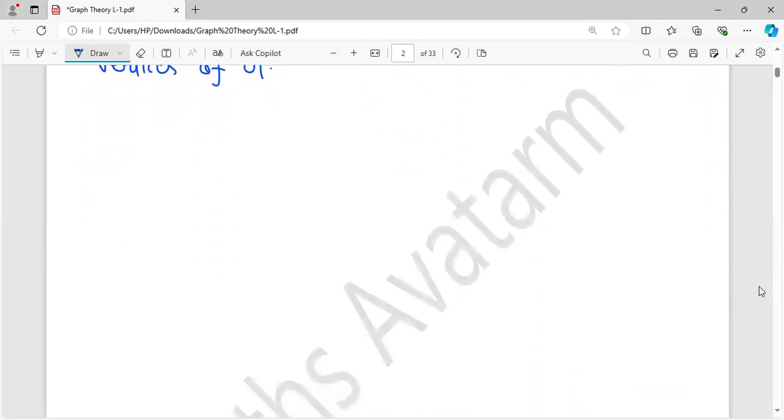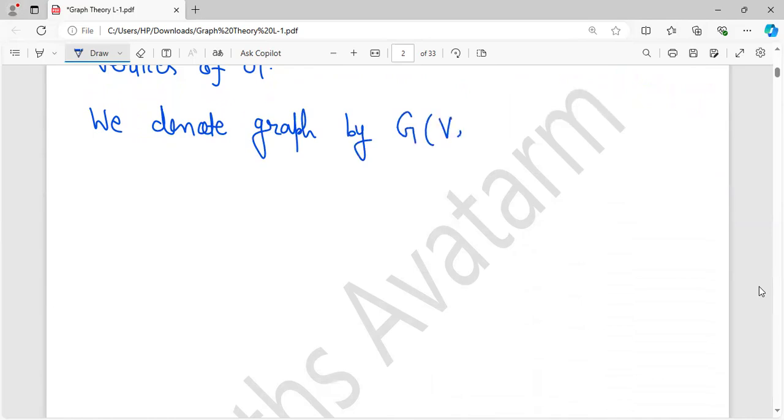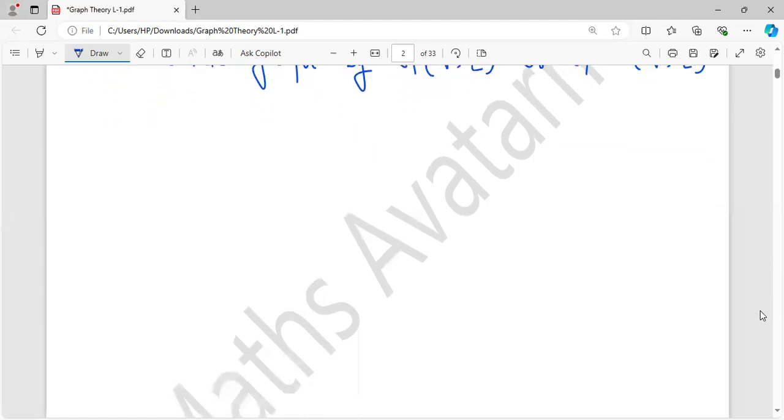We denote a graph by G, V, E or G is equal to V, E. So what are the examples of graphs? Example 1.